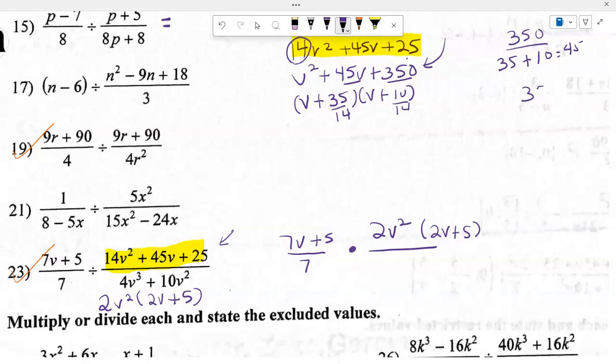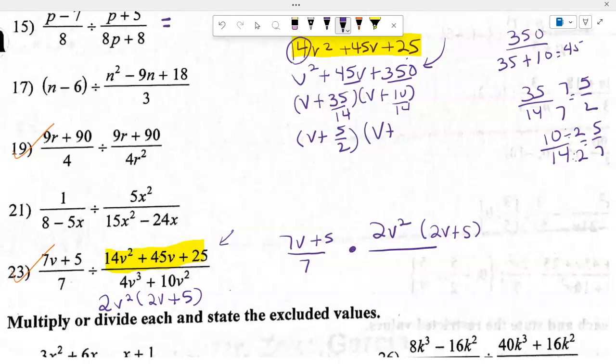Now 35 over 14 has a 7 in common. So that's 5 over 2. So you have v plus 5 over 2. The other fraction is 10 over 14, and they have 2 in common. So it's 5 over 7. 10 divided by 2 gives you 5. 14 divided by 2 gives you 7. So it's v plus 5 over 7.